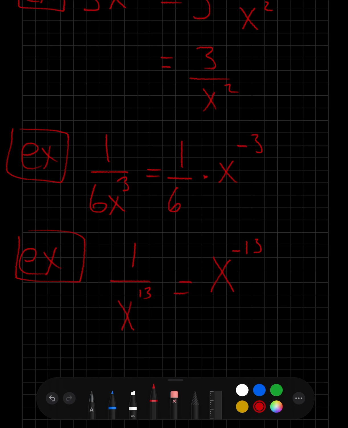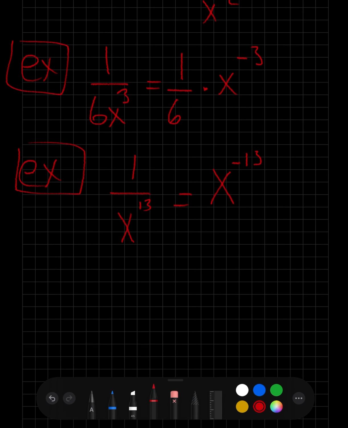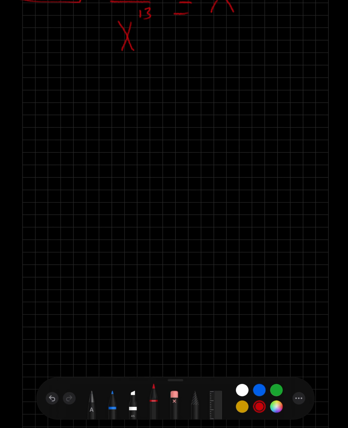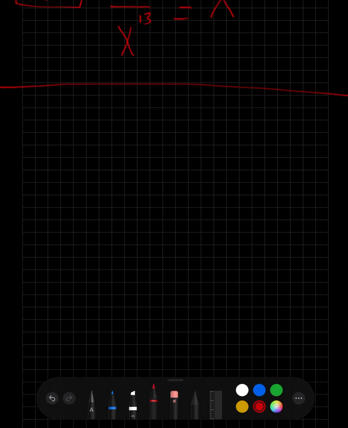So those three facts are going to come in really handy when we solve exponential equations. So make sure you have those in your notes before we move on to the next bit, because I'm going to call upon those facts as we solve some exponential equations.